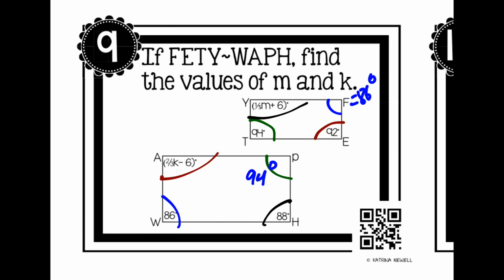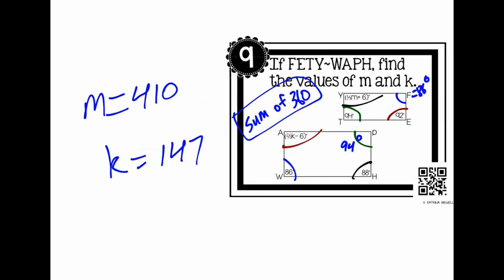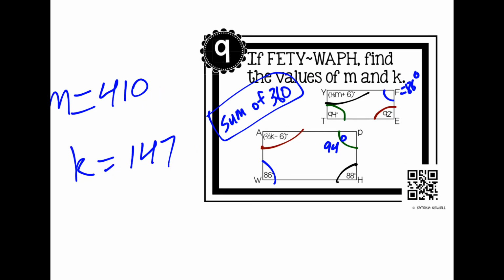So a pretty good way to figure out the values of M and K is to remember that rectangles, like all quadrilaterals, have a sum of 360 when it comes to their interior angles. So we know 3 of them, we can figure out what K is. We know 3 of them, we can figure out what M is. And if you went ahead and subtracted all the knowns from 360 and solved the equations, you would get the answers M equals 410 and K equals 147. The key challenge was remembering that because these two are similar, all of the angles are congruent.